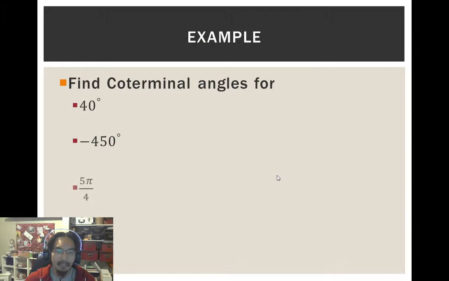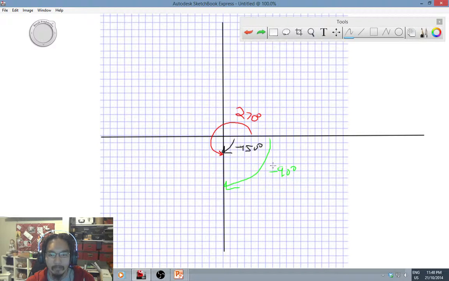I'll give you a radian angle. That's what we were working with yesterday. Find the coterminal angle for 5 pi over 4. Alright. Okay, so 5 pi over 4. Here is pi over 2, pi, and so on.